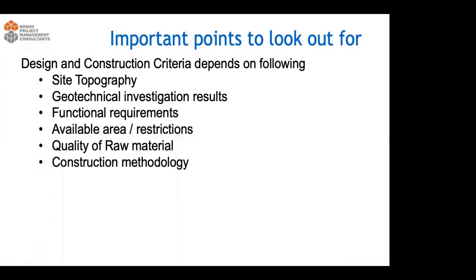Okay, to start with a design or a construction, there are certain criteria which it is based upon. Now, what are those criteria? These are general criteria, what you see on your screen: site topography, geotechnical investigation results, then functional requirements, available area and restrictions, quality of raw material, and construction methodology. Now, all this we'll be looking at in a broader perspective in the coming slides.